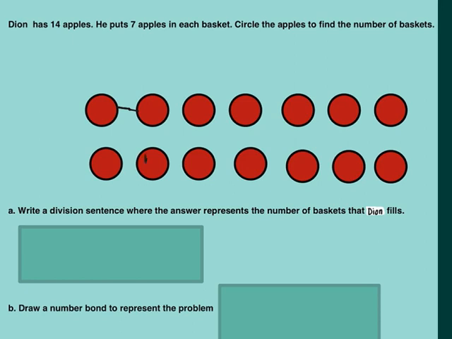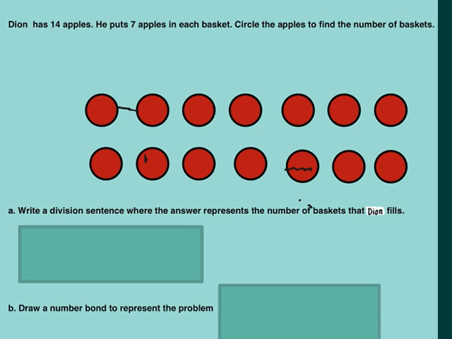How many apples does Dion have? Dion has 14 apples. What did he do with those apples? Dion put 7 apples in each basket. What should we find here? Here we should find the number of baskets he used to put those apples in. How will we find the number of baskets that Dion used? We have to divide.